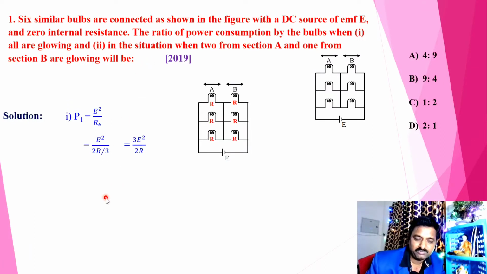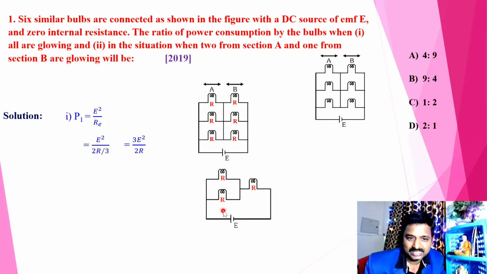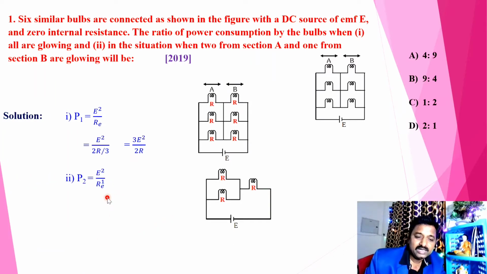For the second case we will observe the diagram here. In the second case, only two bulbs from section A and one bulb from section B are glowing. So in the given circuit, in section A I took two bulbs and in section B I took one bulb. Now we have to calculate power. Here I am considering power P2, that is P2 is equal to E square by effective resistance RE1. Before I considered RE, now I am considering RE1. Here the effective resistance means total resistance.